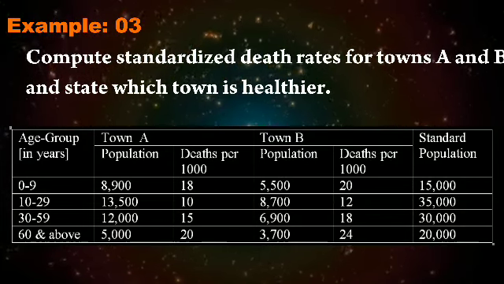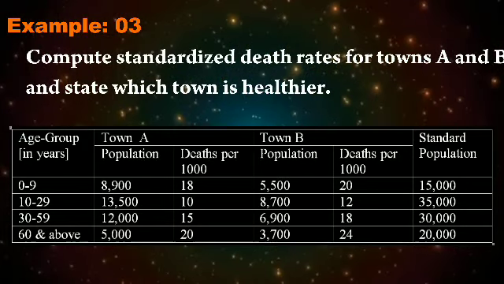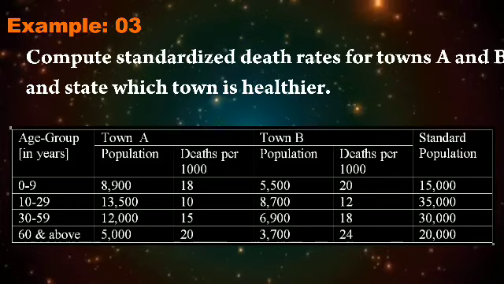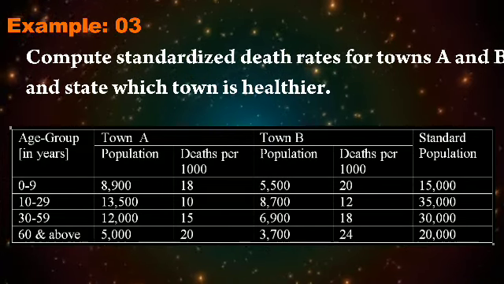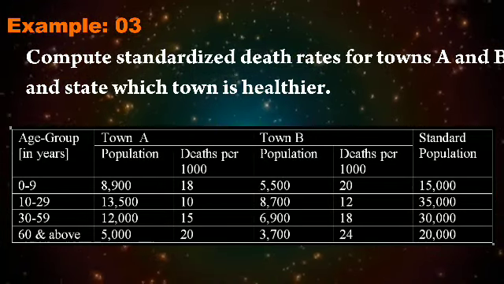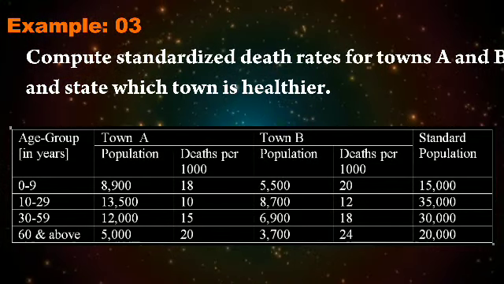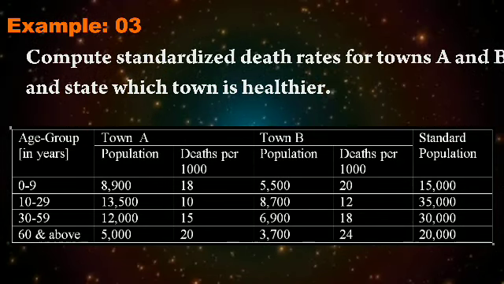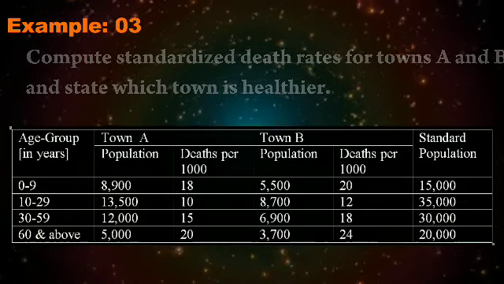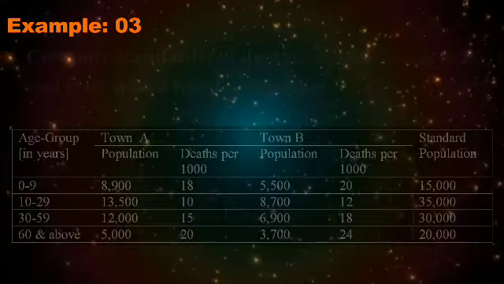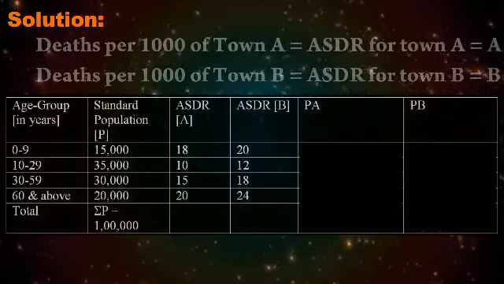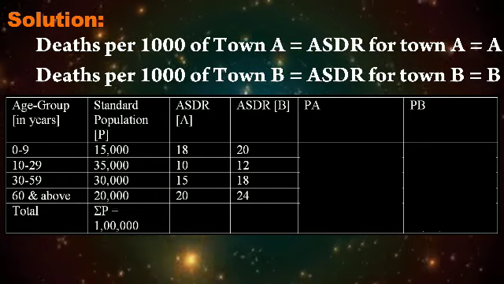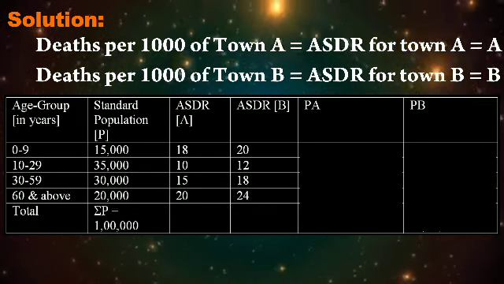So whenever the phrase deaths per 1000 is given, those are the ASDR values, and it is not the deaths of the respective population. So here the direct ASDR values are given for towns A and B. For the first town, deaths per 1000 is ASDR of A. Similarly for the second town, ASDR of B, and the standard population is given. So in the solution, deaths per 1000 of town A is considered as ASDR of A and deaths per 1000 of town B is considered as ASDR of B.